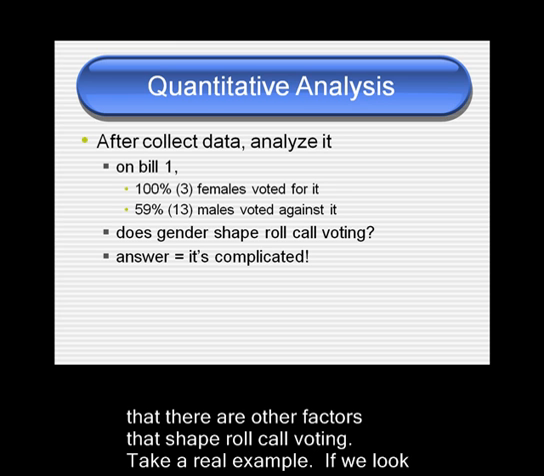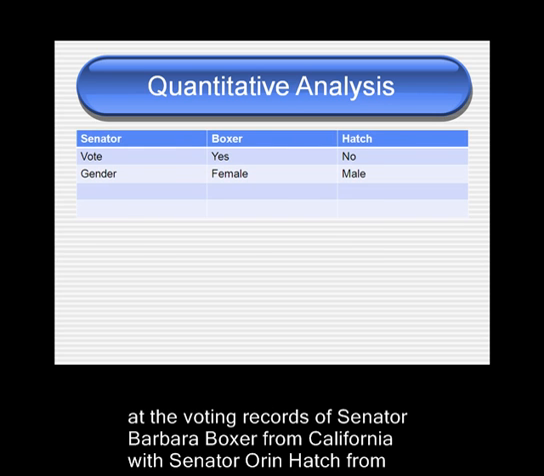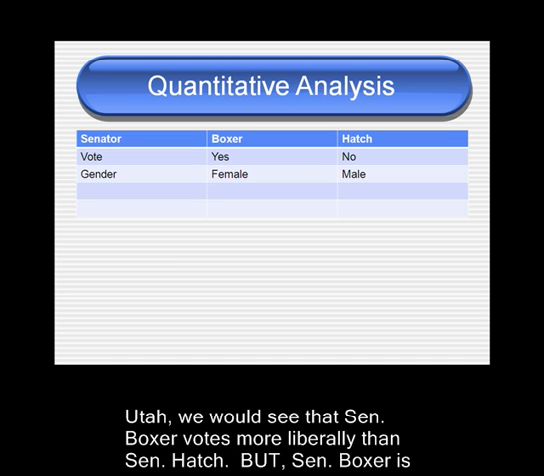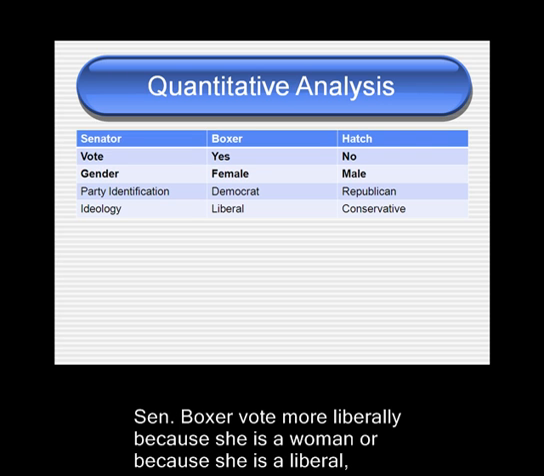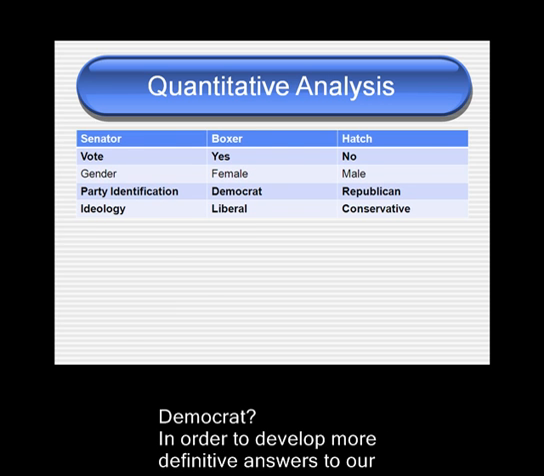Take a real example. If we look at the voting records of Senator Barbara Boxer from California and Senator Orrin Hatch from Utah, we would see that Senator Boxer votes more liberally than Senator Hatch. But Senator Boxer is also a liberal Democrat, while Senator Hatch is also a conservative Republican. Did Senator Boxer vote more liberally because she is a woman, or because she is a liberal Democrat?